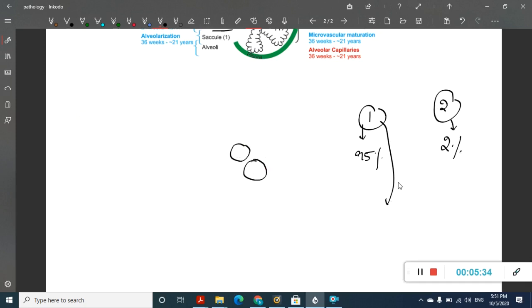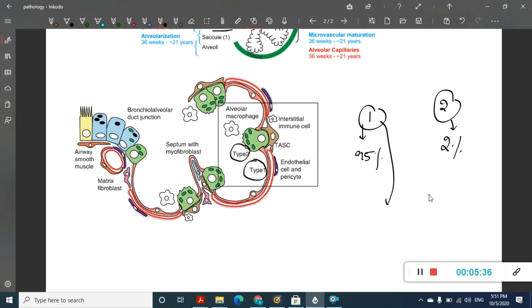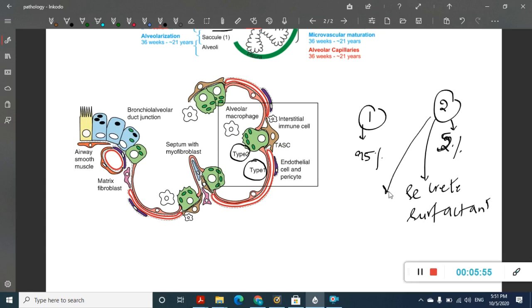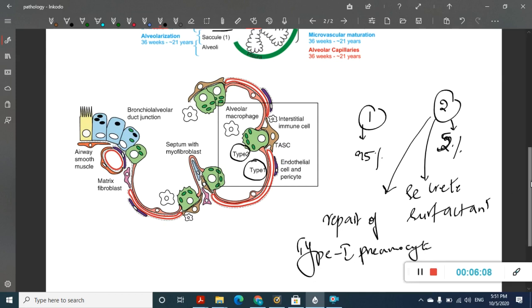Sorry, I said 2% earlier, it is 5%. These type 2 pneumocytes will secrete surfactant. Type 2 pneumocytes also help in the repair of type 1 pneumocytes. If there is any damage to type 1 pneumocytes, type 2 pneumocytes will help in their repair. That is the main important thing.